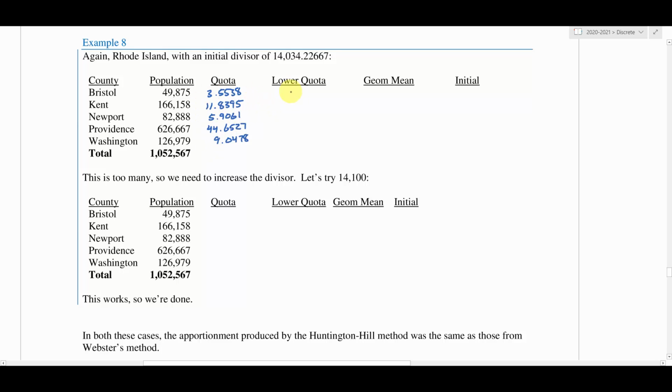All right, so I got my quotas. Now I'm just going to take my lower quotas, which are just the whole number parts here. So 3, 11, 5, 44, and 9. And then right next to them, I'm going to write the next number up, right? So 3 and 4, 11 and 12, 5 and 6, 44 and 45, and then 9 and 10.